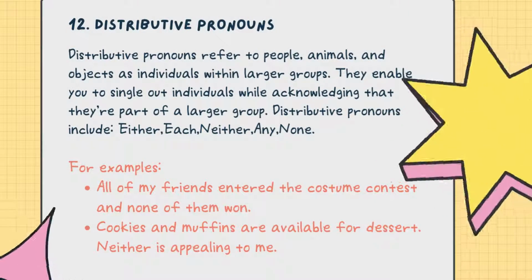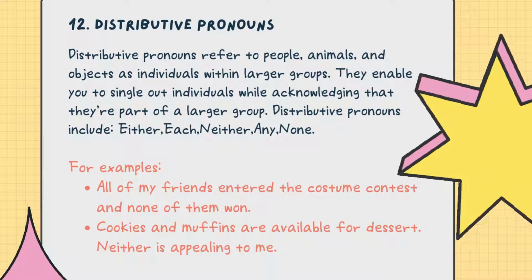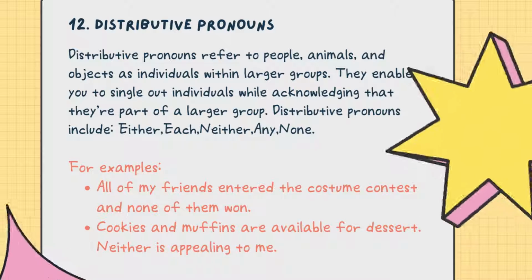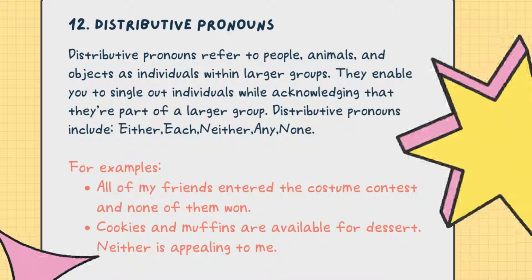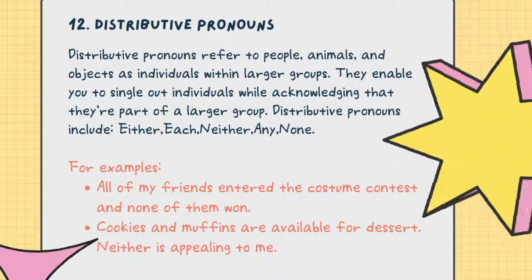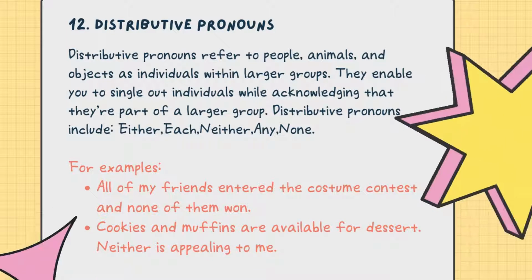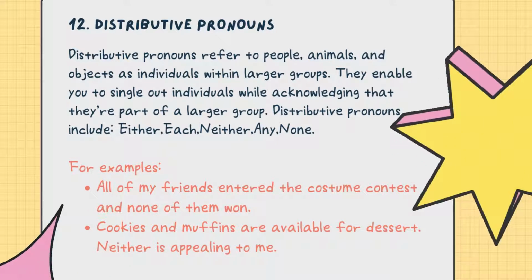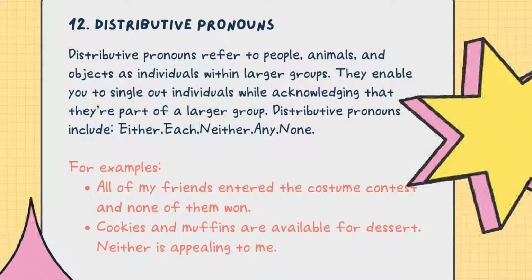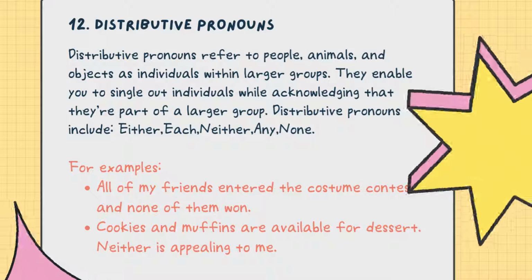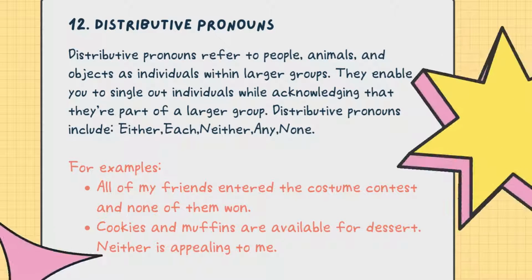Last, number 12, distributive pronouns. Distributive pronouns refer to people, animals, and objects as individuals within larger groups. They enable you to single out individuals while acknowledging that they are part of a larger group. Distributive pronouns include either, each, neither, any, and none.